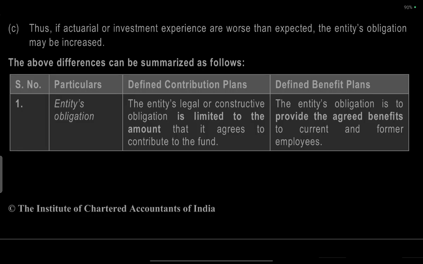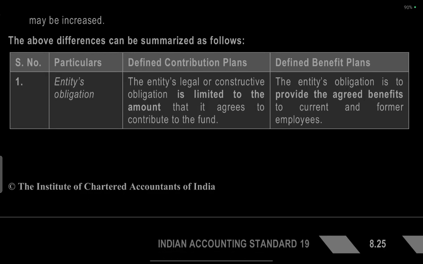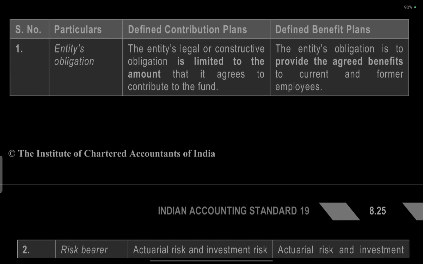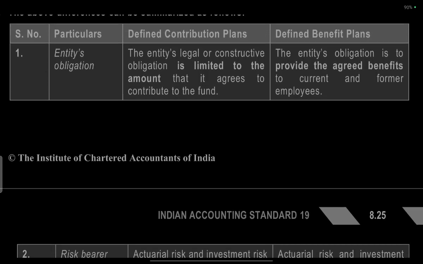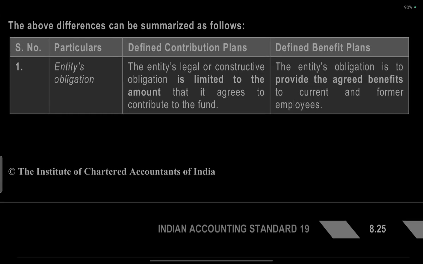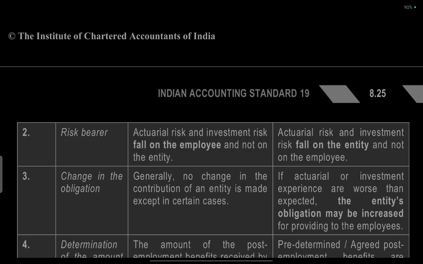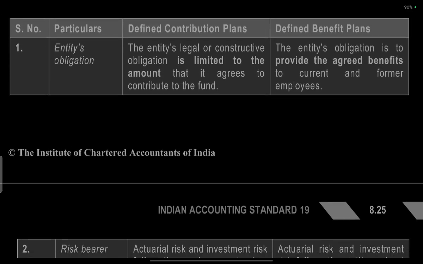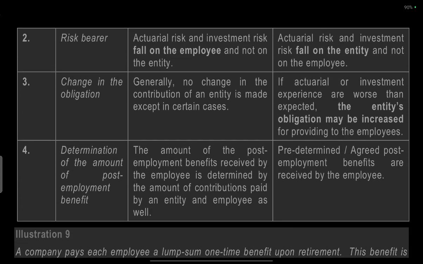The above difference can be summarized as follows. Particulars: entity obligation. Defined contribution plan: the entity's legal or constructive obligation is limited to the amount that it has agreed to contribute to the fund. Defined benefit plan: the entity's obligation is to provide the agreed benefit to current and former employees. Risk bearer: in the defined contribution plan, actuarial risk and investment risk fall on the employee, not on the entity. In defined benefit plans, the actuarial risk and investment risk fall on the entity, not on the employee.